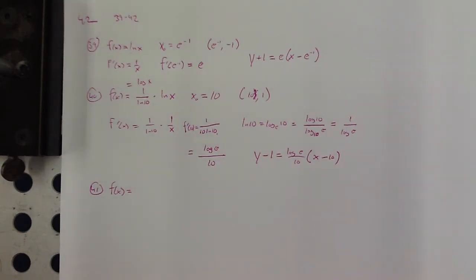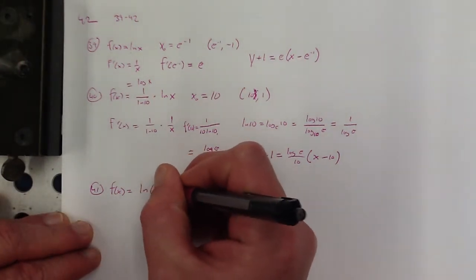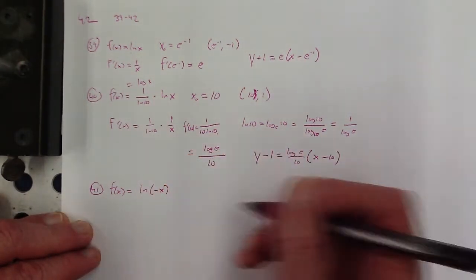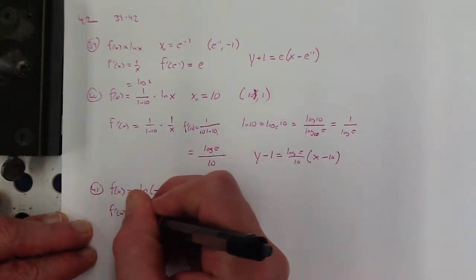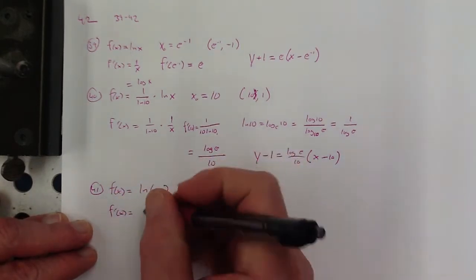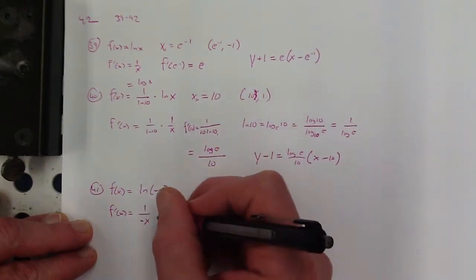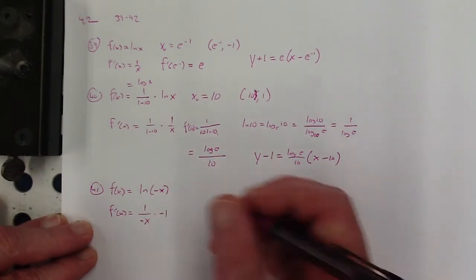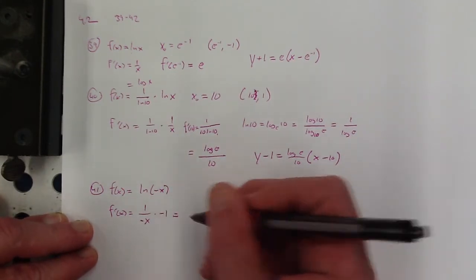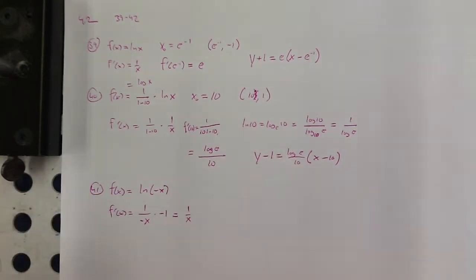What function do we have here? The natural log of negative x. What's the derivative of that? Derivative of that, natural log whatever, 1 over whatever, times the derivative of what's inside. Still just 1 over x. How about that?